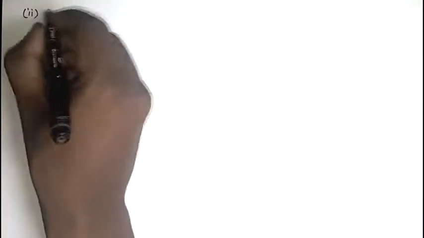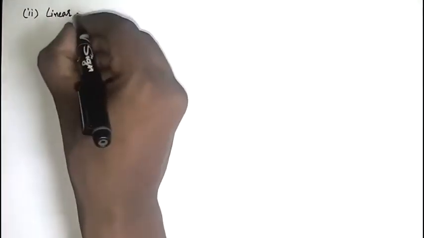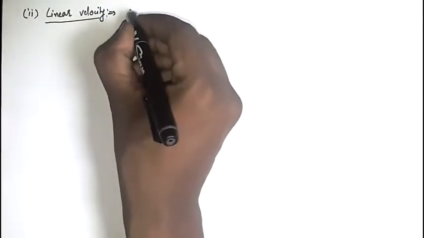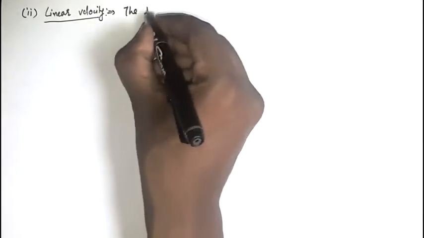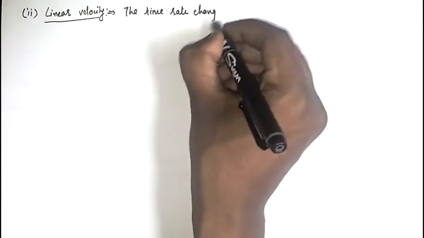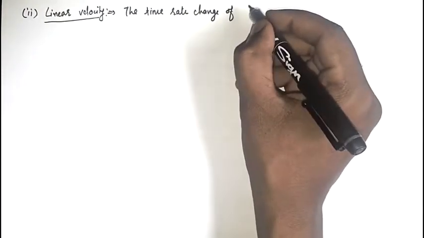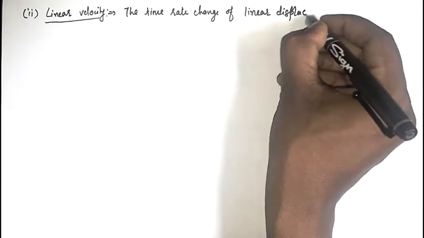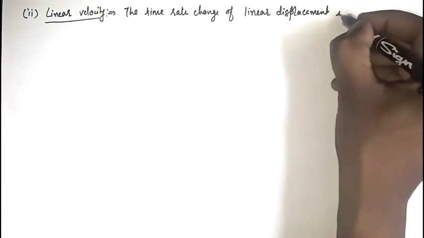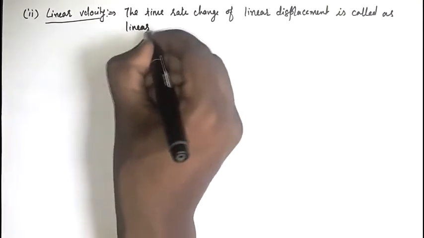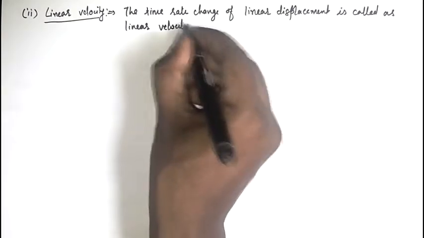Moving on to the next topic, the second part, which we call linear velocity. How will you define linear velocity? Linear velocity is defined as the time rate of change in displacement. Time rate means the change in time. The time rate of change of displacement is called velocity or linear velocity. Whenever a body changes its position, it gets displaced, but within a certain time. We have to consider the time change. Then it is called linear velocity.